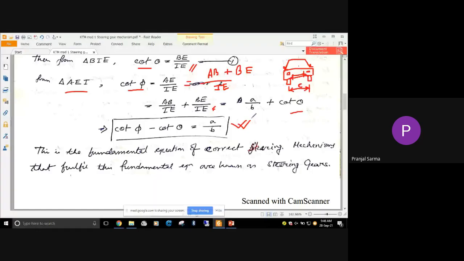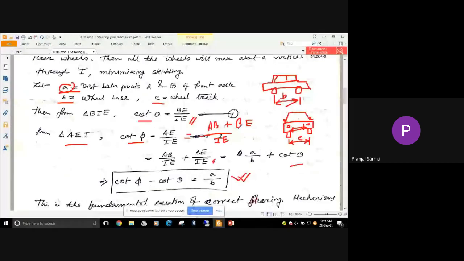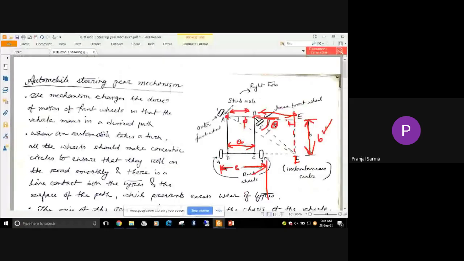That means if this relation holds good, then whatever steering mechanism you are making will be correct and will behave exactly as intended. Those mechanisms which fulfill this fundamental equation are known as steering gear mechanisms or steering gears. You should not only remember cot phi minus cot theta equals a by b, but also what a and b are, and what the angles phi and theta are. Theta is the angle made by the inner front wheel, whatever turning it is taking, and for the outer one it is phi.